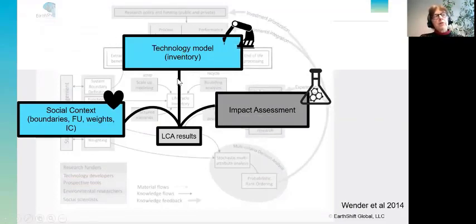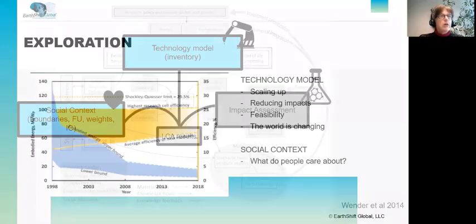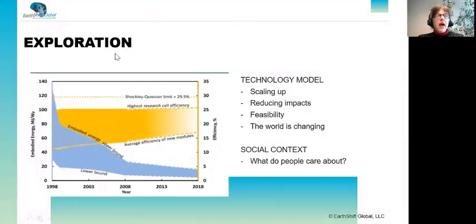If we look at this and then move to the more simplified model that Valentina provided, we're going to be focusing on that technology model and the social context today, just as she did, as these are the things that you can pretty much apply right now if you're developing new technology. So we're going to be looking at this exploration phase. We're going to be looking at scaling up, reducing impacts, looking at a feasibility test, and understanding that the world is changing, and how we look at that. And then we'll also look at the social context, as I said.